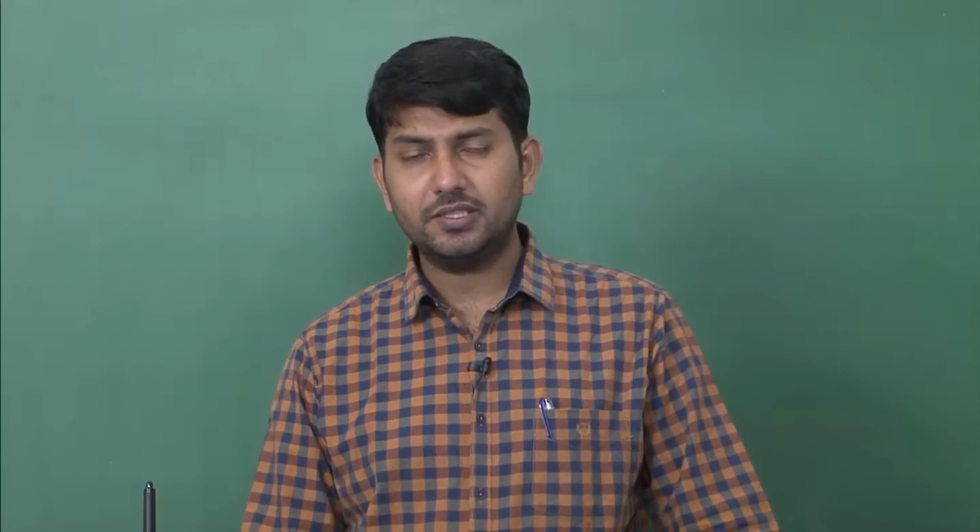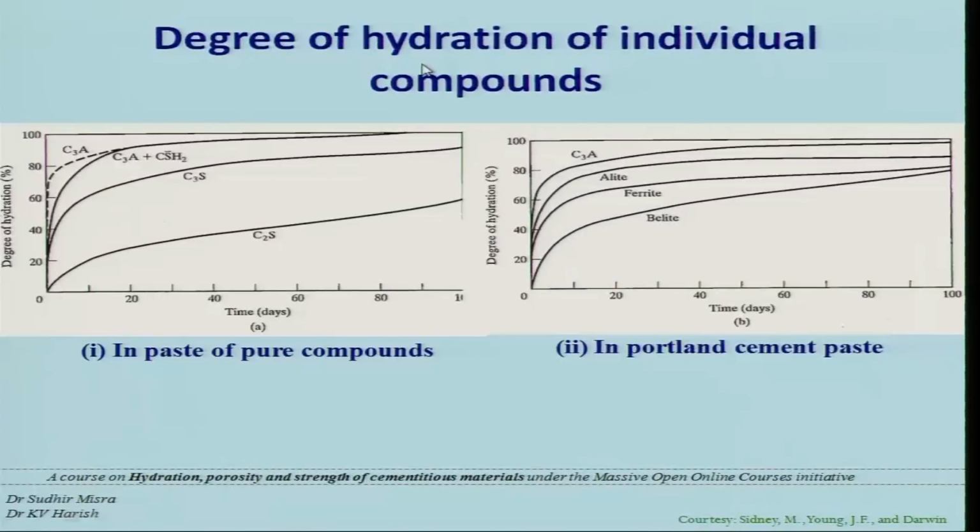Now we come to the next stage to understand what happens to the degree of hydration of the individual compounds. Now what we have seen in the previous volumetric representation is how the degree of hydration ranges, basically between 0 to 1, but that is for the entire Portland cement as a whole. Now if you take individual compounds, and again when we say individual compounds, you have two cases. One is pure compounds, the other one is the impure compounds, which we generally find in Portland cement paste.